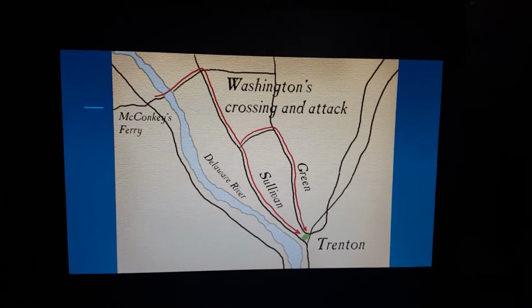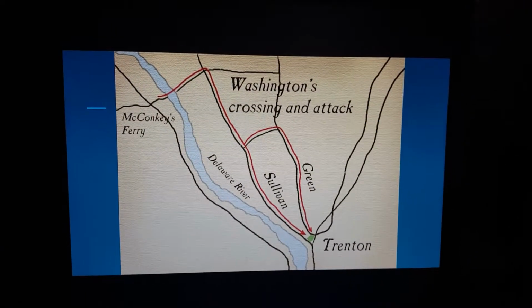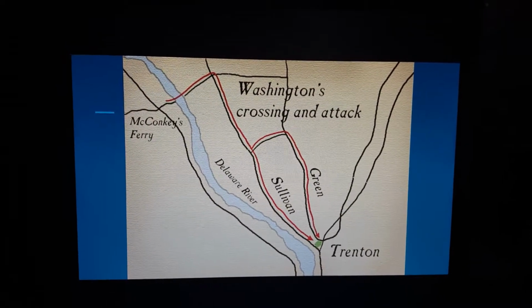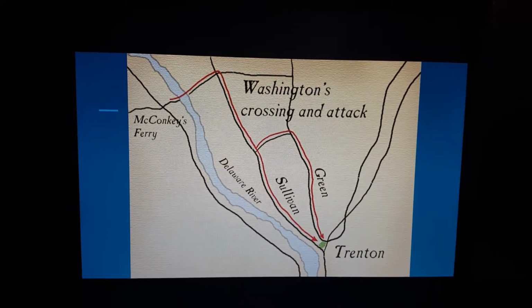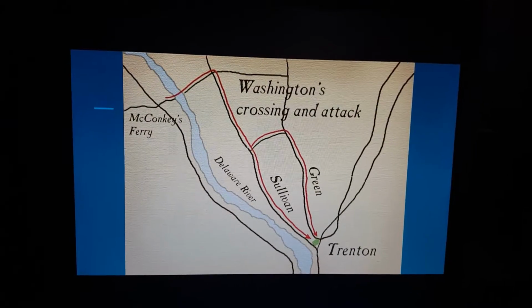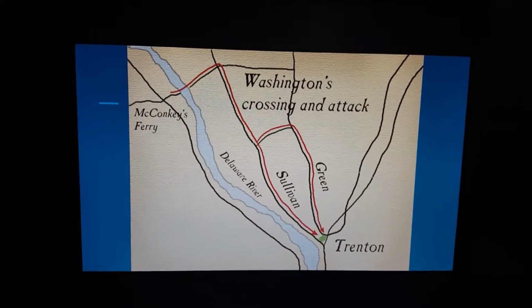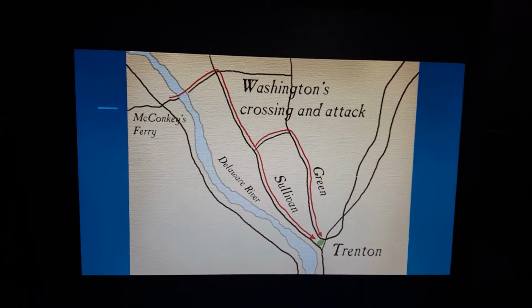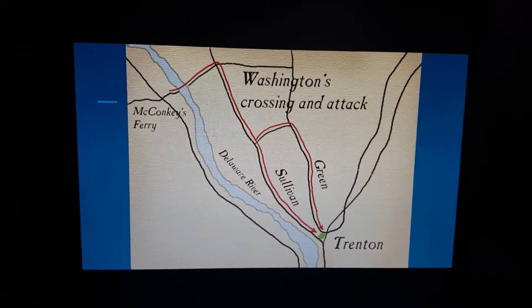Washington's original plan was to attack on Christmas Day, but since it took so long to cross the river and it took so long to walk to Trenton, he was a little delayed, and the attack did not happen until about 7 a.m. on December 26th.